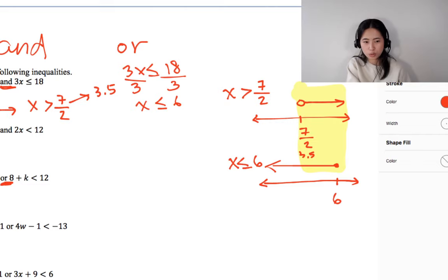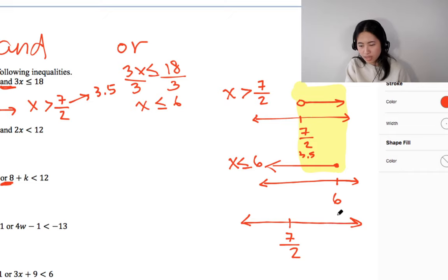So when you're going to graph this inequality, your final answer should be, I'm just going to place that here. It has to be at 7 divided by 2, which is 3.5, and then it has to be at 6, right? So it's from here. This is included, and then you have this open because you're not including 3.5. So it's an overlap, which is the yellow part. So this is your final answer.